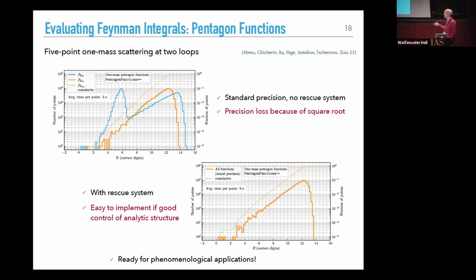So you want to have more points to the right where you have a lot of correct digits. And you see that there's some places here where we lose precision. If you have a good control of the analytic structure, it's very easy to catch these points and then have a curve that looks much nicer. You can build a very nice rescue system. Of course, you pay a bit more. It becomes a bit more expensive to evaluate, but you can choose whether you want something that's very fast and you lose some precision, or if you want something that is very precise, but slightly slower. In any case, you have something that is ready for phenomenology.